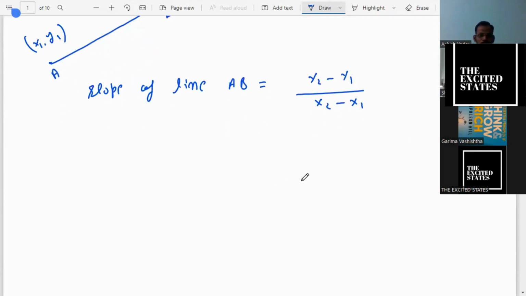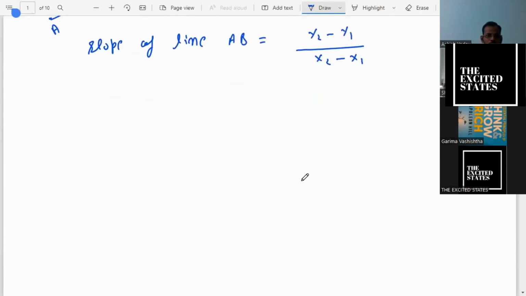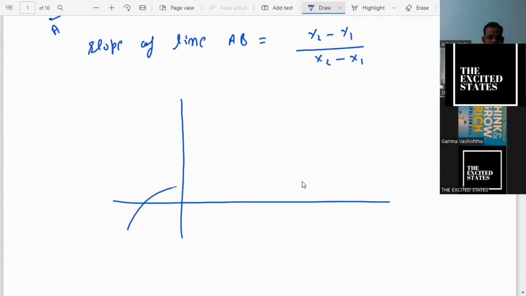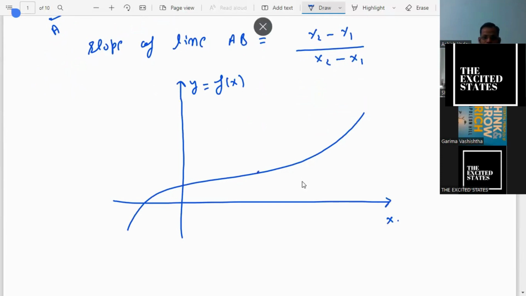Now let me draw a random function, any function. Let's suppose this is any function. This is a graph of the function y equal to f of x, and this is the x-axis. And I am taking 2 points.